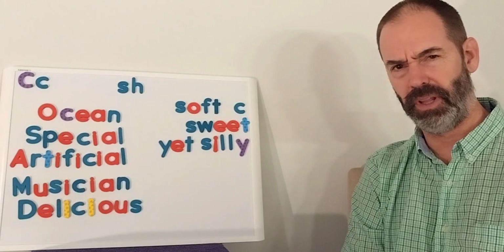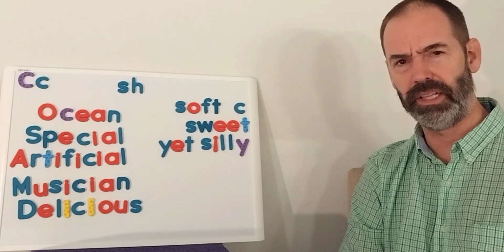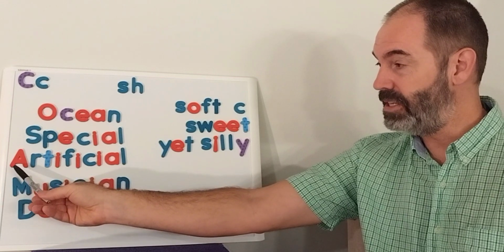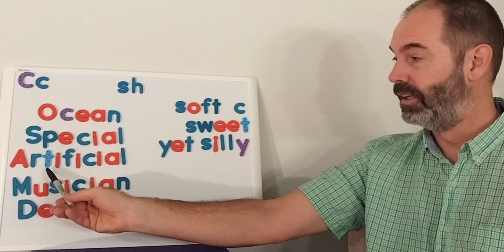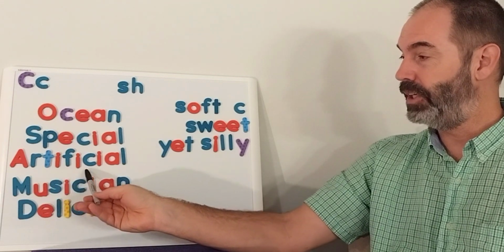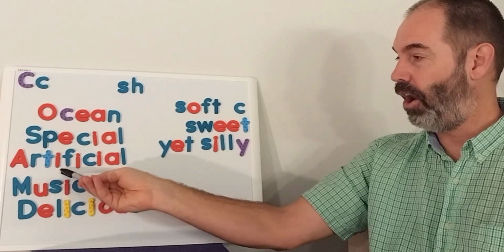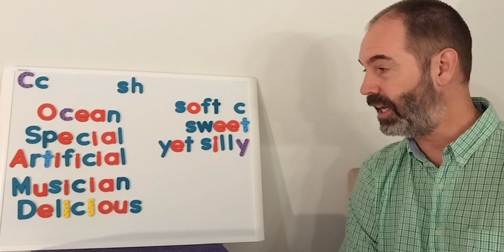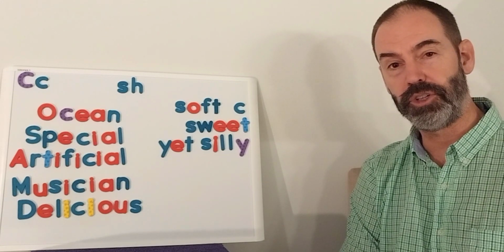A-R-T-I-F-I-C-I-A-L. Did I spell all those letters right? I hope so. That's so many letters and so many I's. Let's try it. That first part's easy. Art. Official. Artificial. What a long word with so many I's. Artificial. What does that mean?